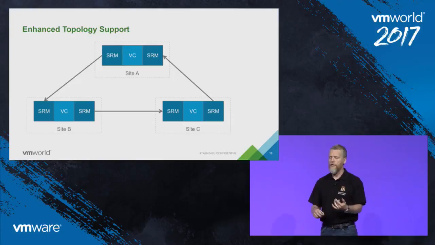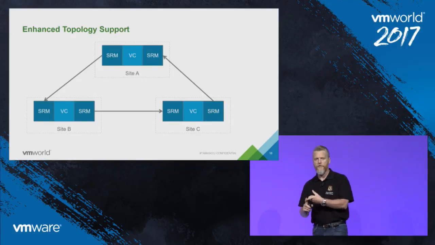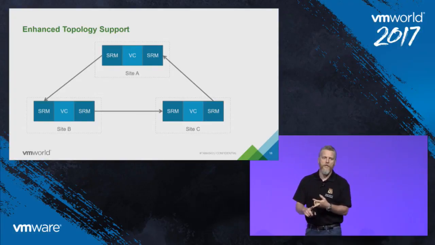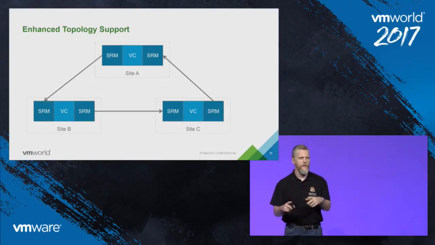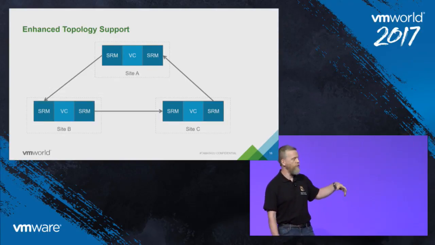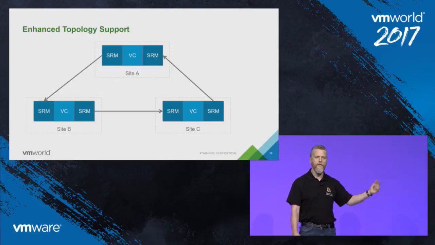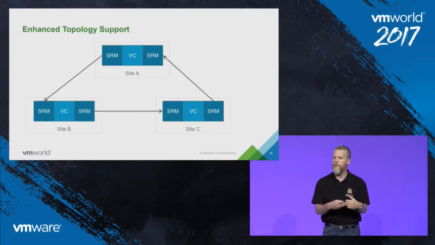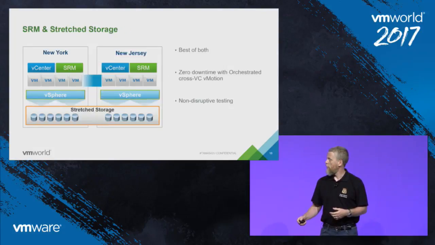The limits are just that a VM can only be protected once, and that there's a maximum of 10 SRM pairs per one vCenter. So in our remote site configuration, you could have 10 remote sites failing over to one central site. That would be the limit.